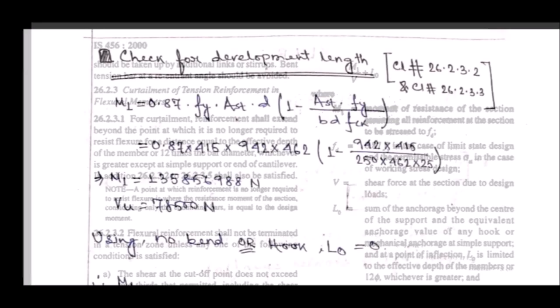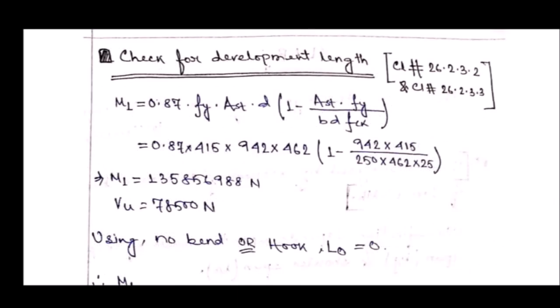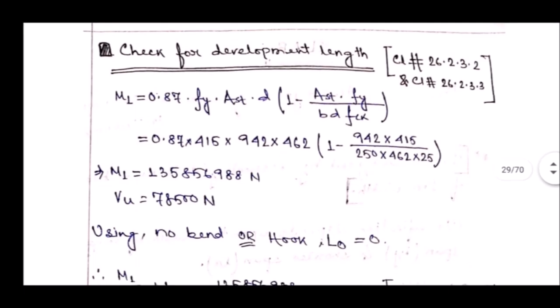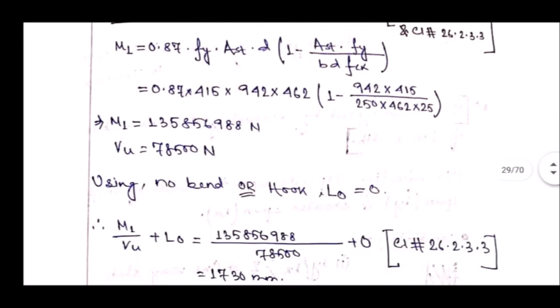in our solution. To find out the value, first find out the value of M1, that is equal to 0.87 Fy Ast into d within bracket 1 minus Ast Fy by b d fck. You know this value comes from Annex G of IS 456-2000. If we put every value here, we get the value of moment M1 equal to 135856988 newton mm, and the value of VU we already have, that is 78,500 newton. And in this case we assume that we use no bend or hook. So L0 is equal to 0.